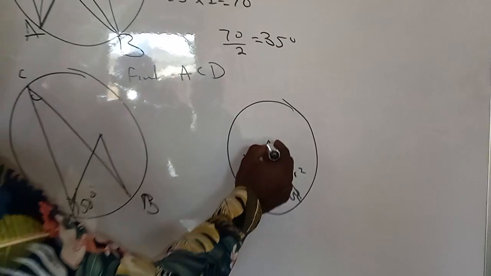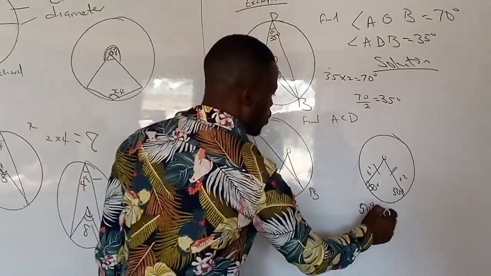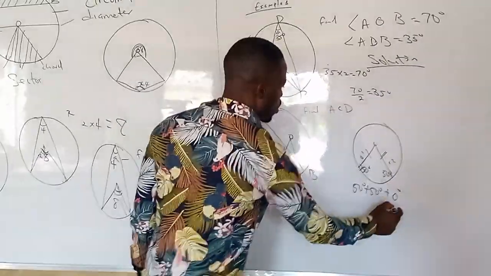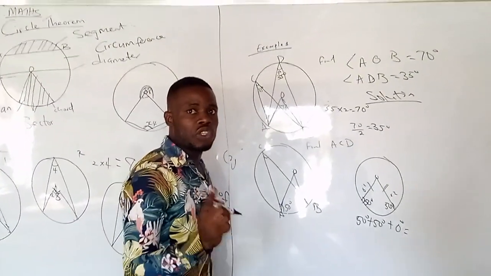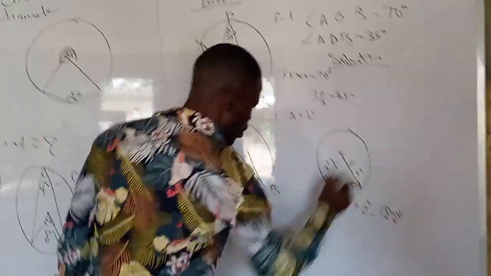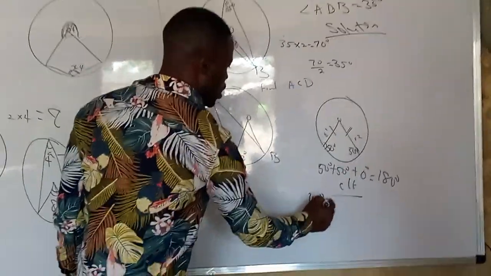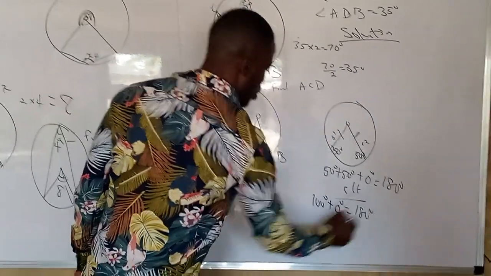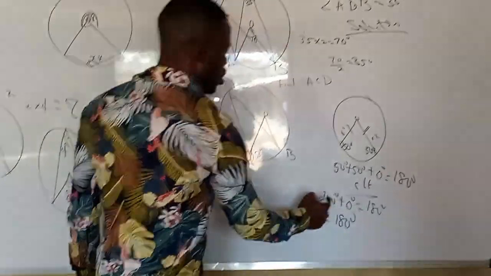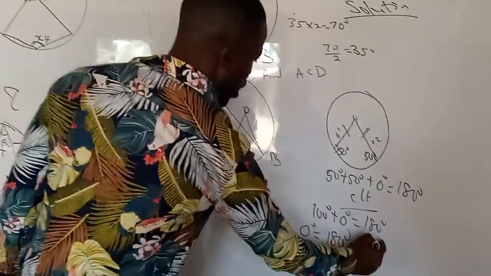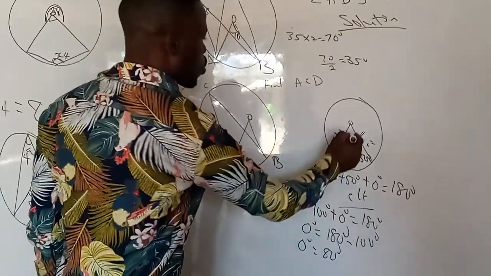Then to solve this, you are looking at the O, the middle, which will give you 50 degrees plus 50 degrees plus O degrees, which gives the total of the triangle as 180 degrees. Don't forget, 180 degrees. So 50 plus 50 is 100. 100 degrees plus O equals 180 degrees. So this 100 will go to the other side. O equals 180 degrees minus 100 degrees. So O is equal to what? 80 degrees.